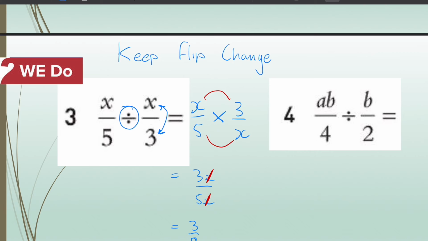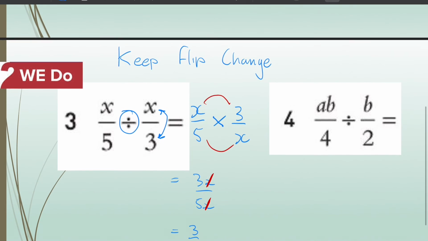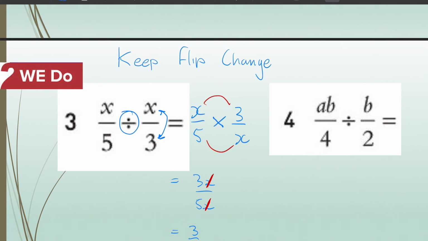Alright, same deal here. Pause the video, have a go at the next one on your own, and when you come back I'm going to show you how to do it. For this one, I'm going to put the answer down here because I don't have much space on the side there. Remember, K, keep my first fraction the same. F, flip the second fraction. C, change the divide to a times. Now we times top with top and bottom with bottom.